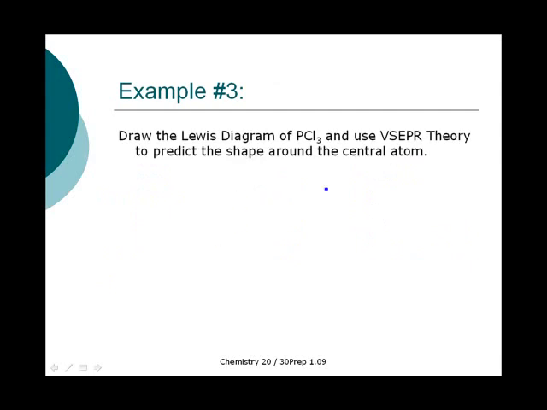Alright, so PCl3, we're going to use VSEPR theory to predict the shape around the atom again. So we have a phosphorus plus 3 chlorines, and phosphorus has 5 valence electrons because it's in group 15, plus 3 times 7 valence electrons. So we're going to need 26 valence electrons.